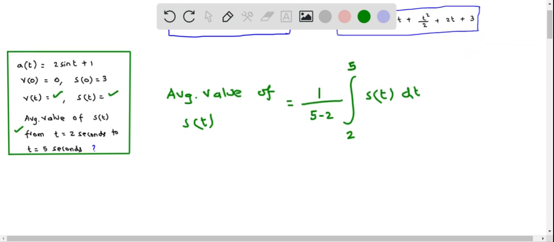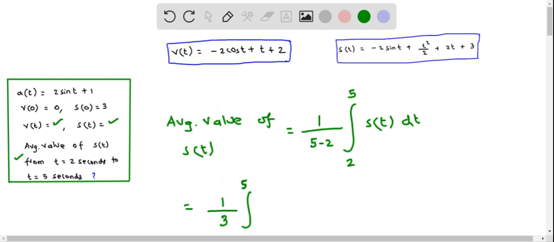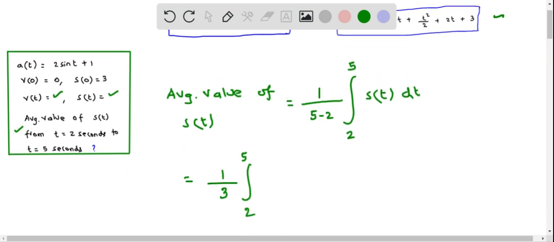So let's find the definite integral. And so this equals 1 by 3, the integral from 2 to 5. Replace s of t by the position function which we have already determined. So I'm going to replace s of t by negative 2 sine t plus t squared by 2 plus 2t plus 3. Then we put this dt.